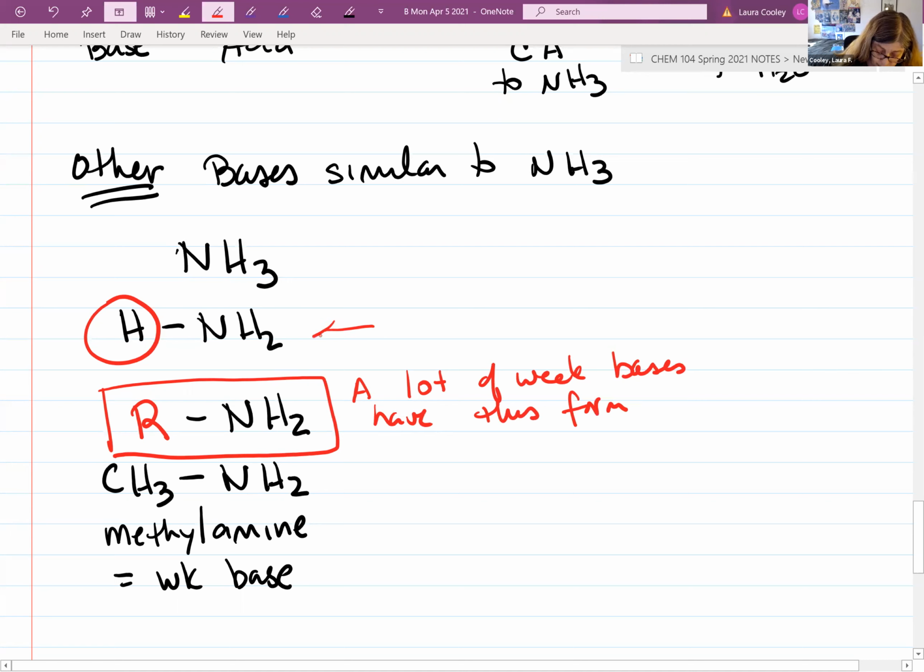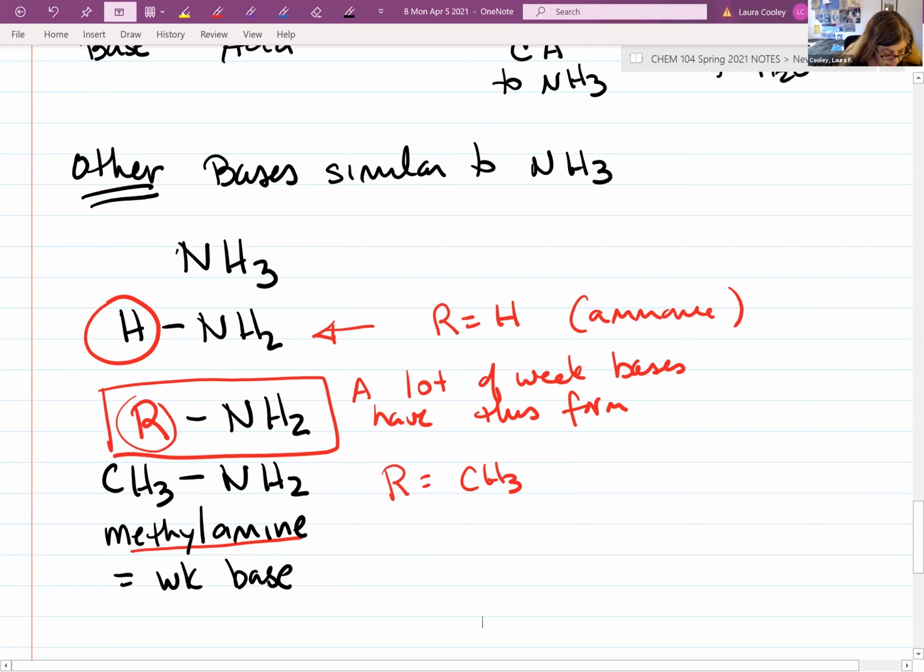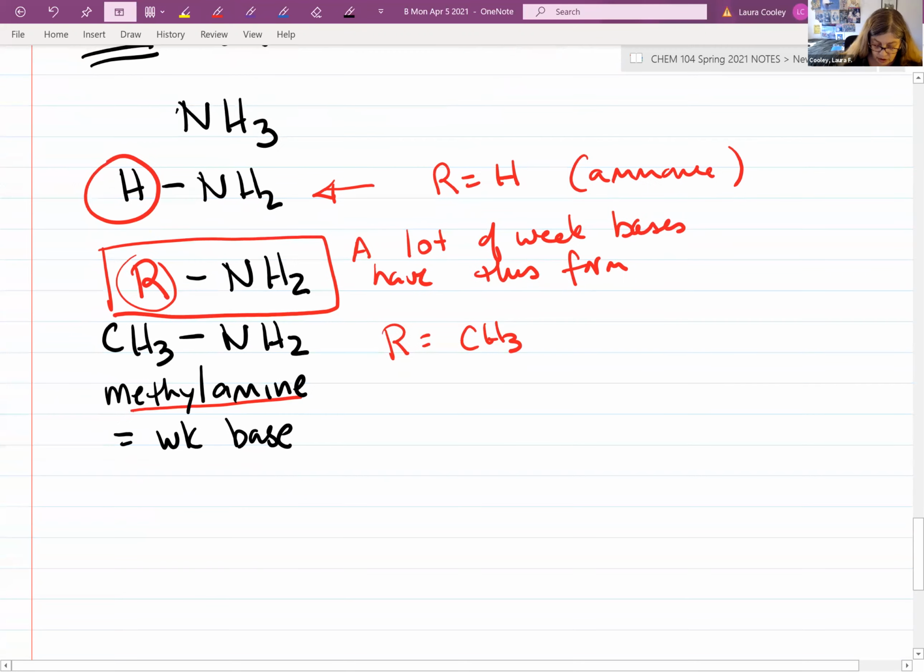Ammonia has this form, right? Because the R group is hydrogen, that's ammonia. If the R group is CH3, then it's methylamine, which is a weak base. So how does methylamine work? If you start with CH3NH2, and it's not always written like this, and you don't always see the lone pair on the nitrogen. In fact, most of the time you don't.